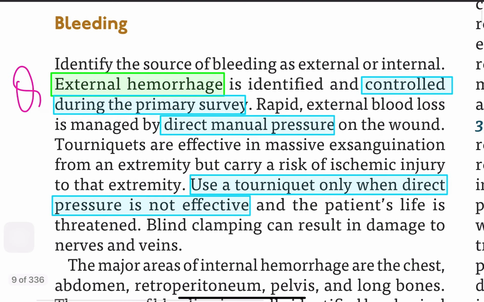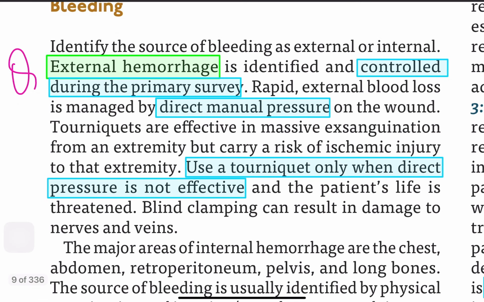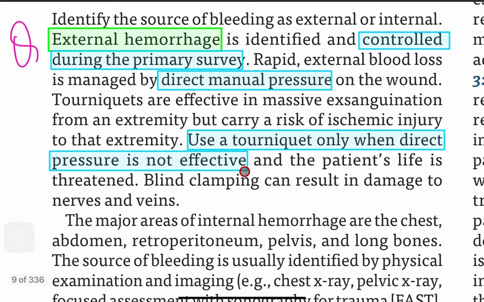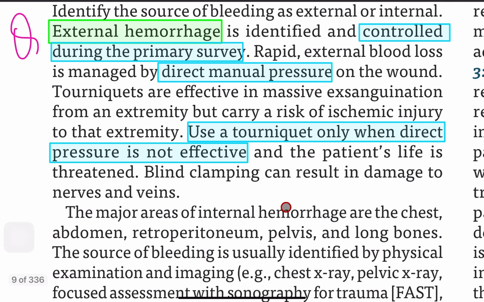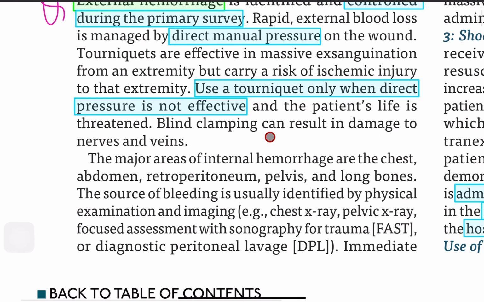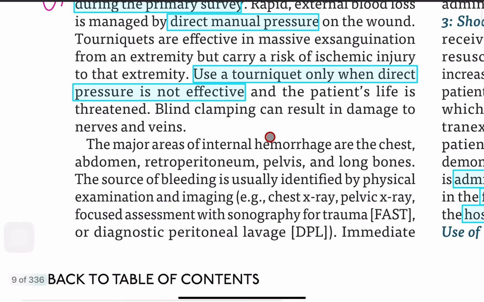If any external hemorrhage is present, it is managed in the primary survey only. How? By applying direct manual pressure. If manual pressure does not work, use a tourniquet only when direct pressure does not work and the patient's life is threatened. It should not be blind clamping. Blind clamping should not be done.